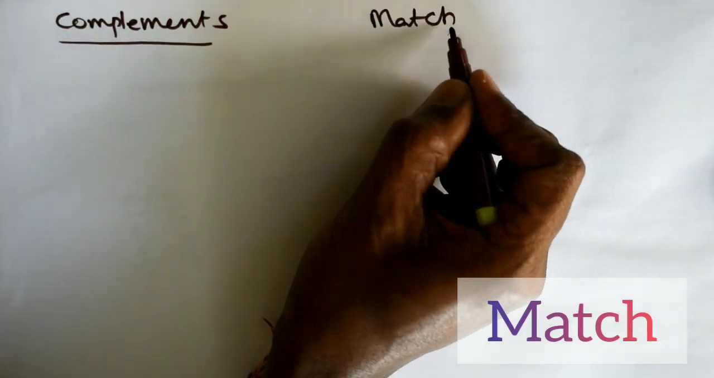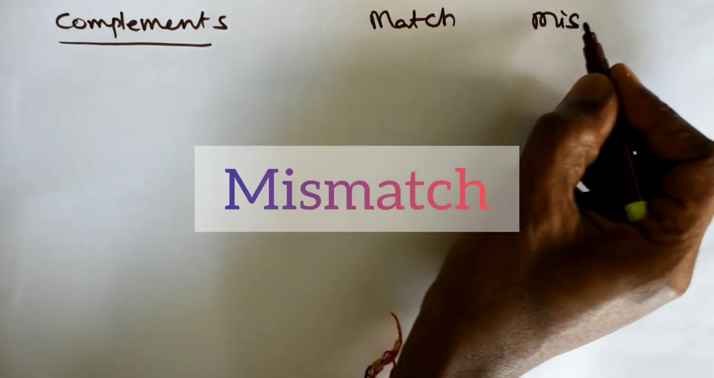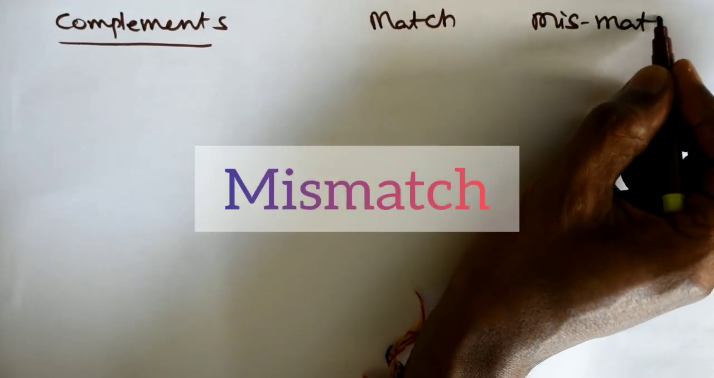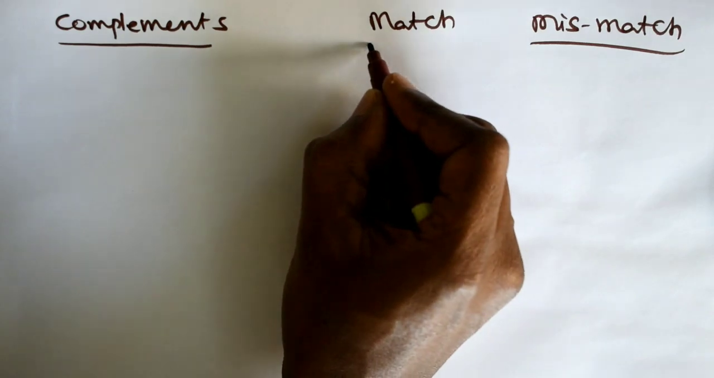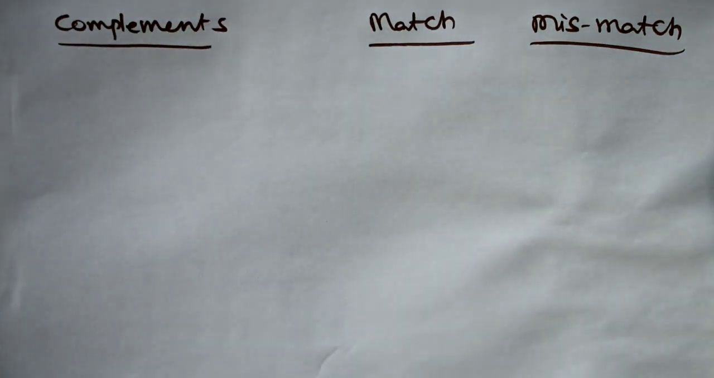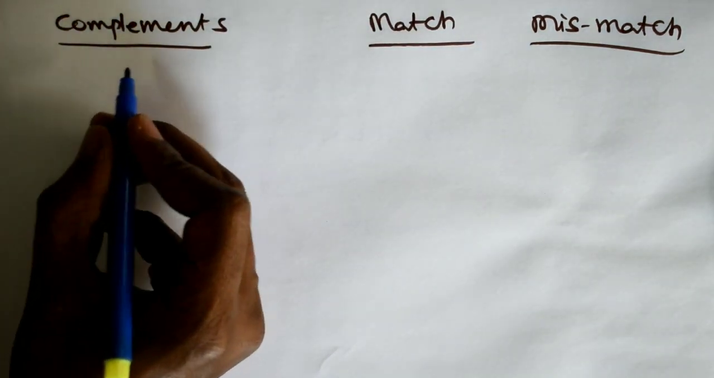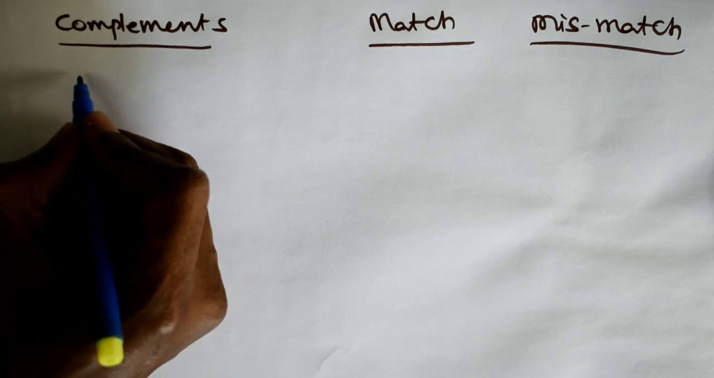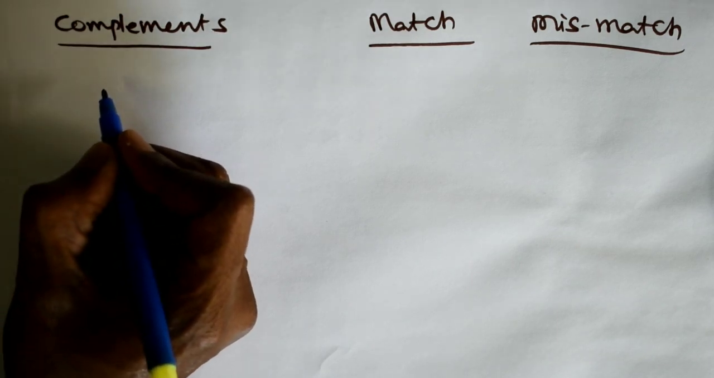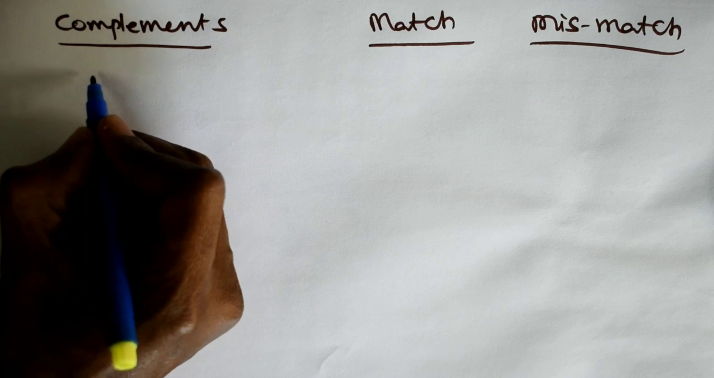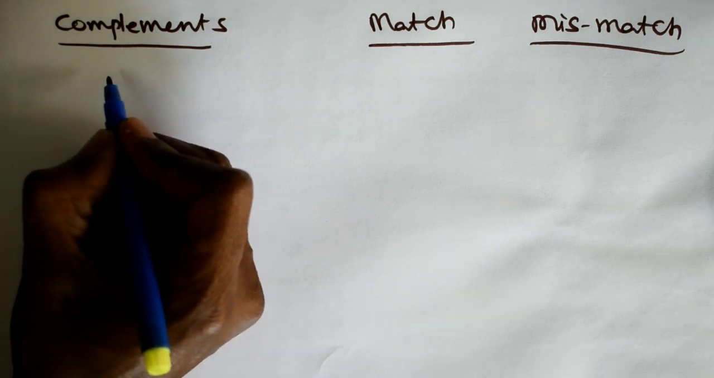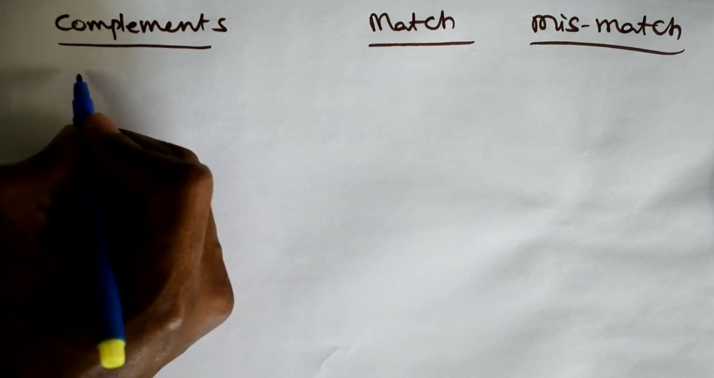match mismatch. Right, now if we go with the complements, if we add two digits and it comes equal to 10, then those are called complements.